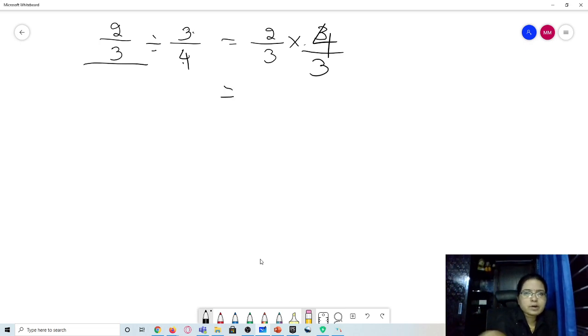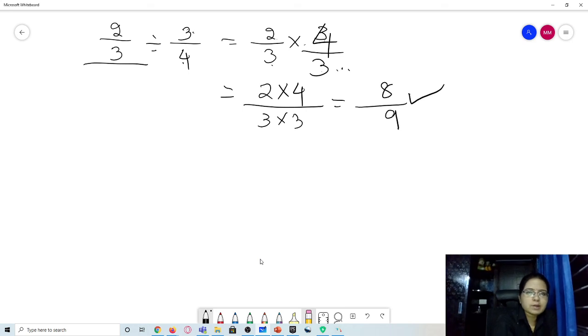Now multiplication of two fractions is the product of the numerators divided by the product of the denominators. 2 multiplied with 4 is 8, divided by 3 multiplied with 3 is 9. 8 divided by 9. So 2 divided by 3, divided by 3 divided by 4 is 8 divided by 9. This is the answer.